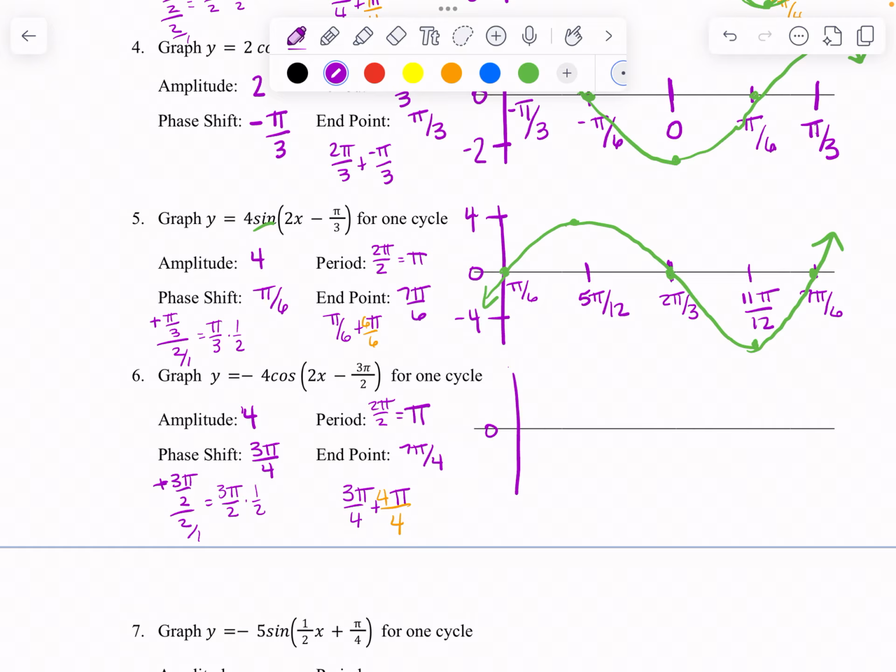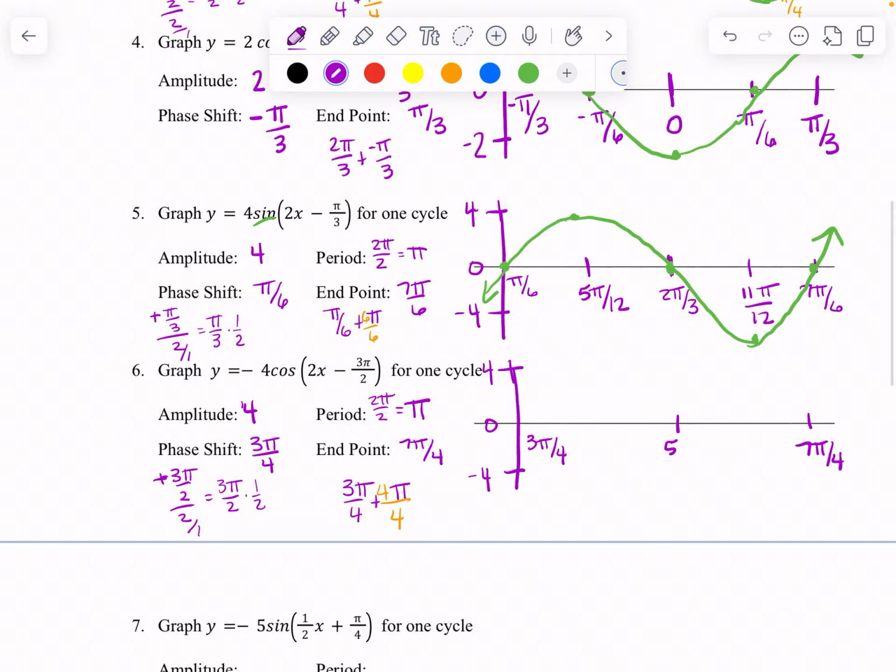So 0, 4, negative 4, 3 pi over 4, and 7 pi over 4. Okay, denominators are the same. 3 plus 7 is 10. I can cut 10 in half, so I get 5 pi over 4. Denominators are the same. 3 plus 5 is 8. Cut it in half, so I get 4 pi over 4, which is just pi.